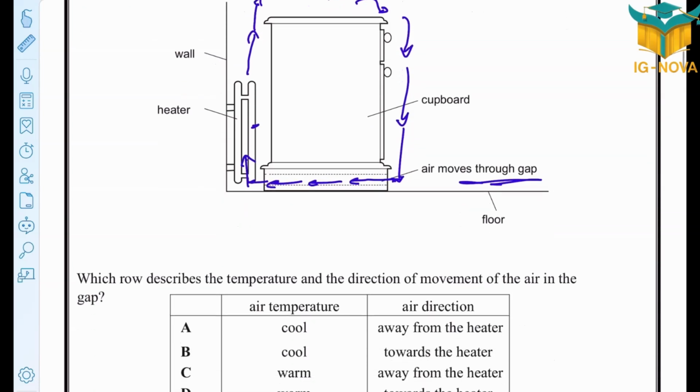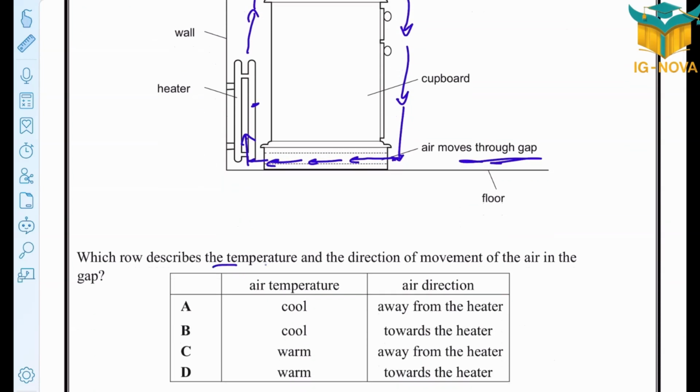Let's see what he asked about: which row describes the temperature and the direction of movement of the air in the gap. In the gap, it will move towards the heater. So the air temperature will be cool because it is at the bottom, and the air direction is toward the heater.